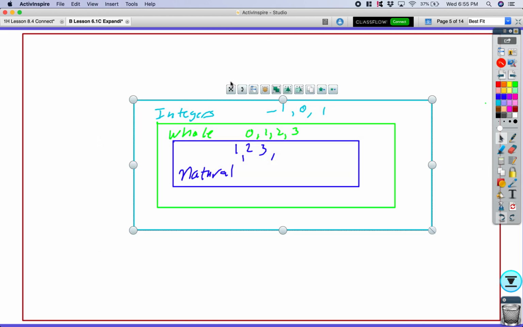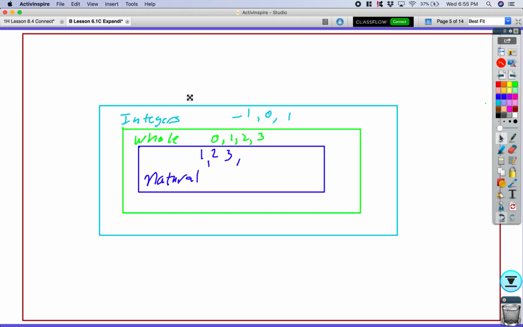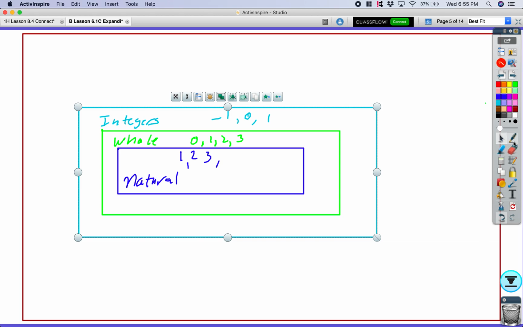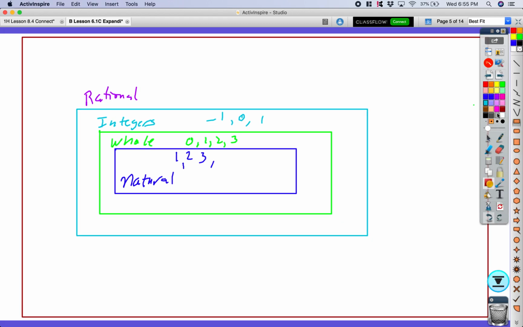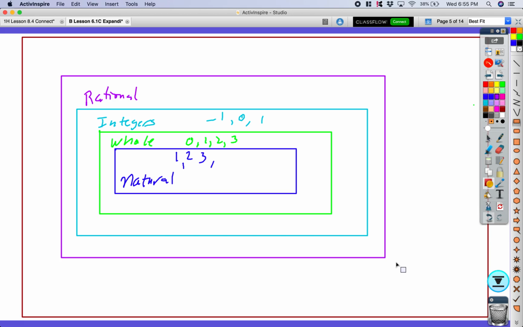Okay, so the next one after this, we're going to look at a brand new set. This is going to be called rational numbers. So draw another square rectangle around this. And rational numbers are any numbers that came before it, like -1, 0, 1, and any number that can be written as a fraction. So let's go ahead and do that together.